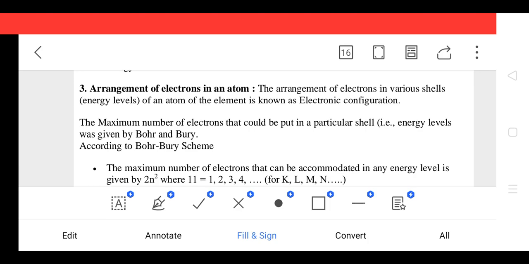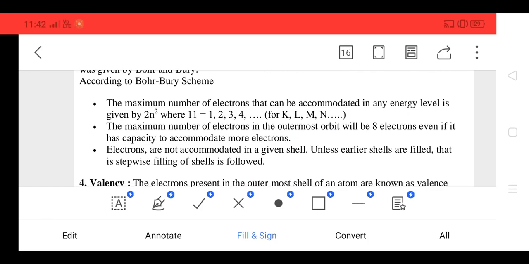So the maximum number of electrons that could be put in a particular shell was given by Bohr and Bury. That is why it is called the Bohr-Bury scheme. The maximum number of electrons that can be accommodated in an energy level is given by 2n square, where n equals 1, 2, 3, 4 and so on. For K it will be 1, L 2, M 3, N 4.